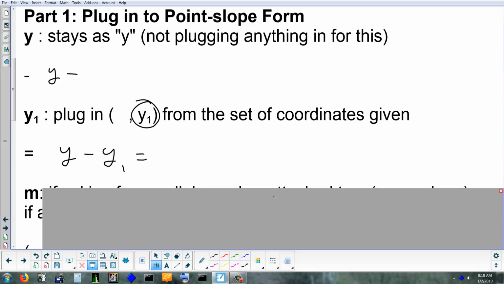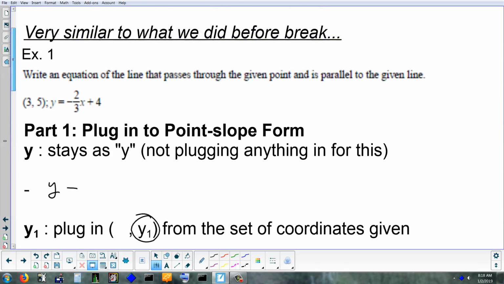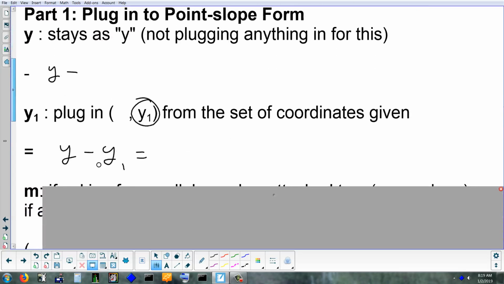Can you go back to that example on the top? Because we actually have a y1 for this one. All right, so yeah, we'll fill it in as we go. Y1 is the number 5. So let me fill that in. Y minus y1. Now, are we done?